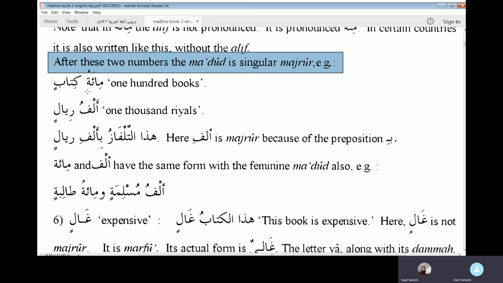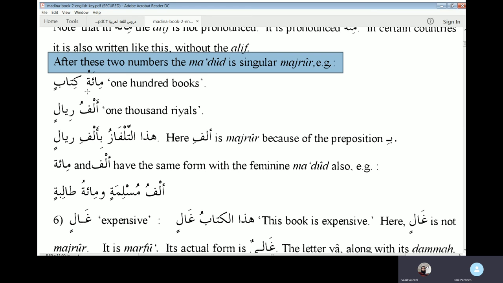Okay. After these two numbers, the madud is singular, majrur. What is madud? The thing which is counted is called madud. Okay, five girls. What is madud in this sentence? Five girls is a madud.